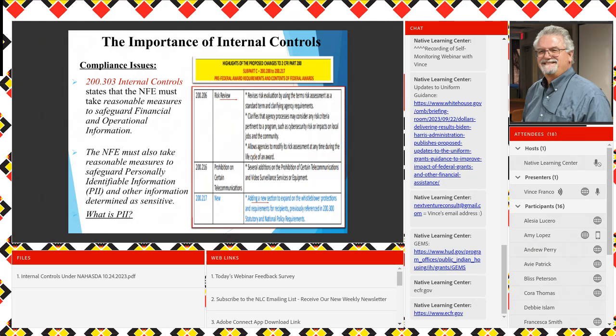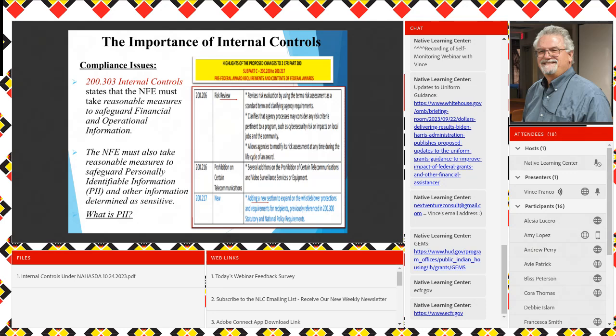your day-to-day operation. On the right, this is an actual screenshot of my interpretation of the new guidelines coming out. This one says highlights of proposed changes to 2 CFR Part 200, Subpart C. So I pulled out just a little snippet of information of proposed updates.